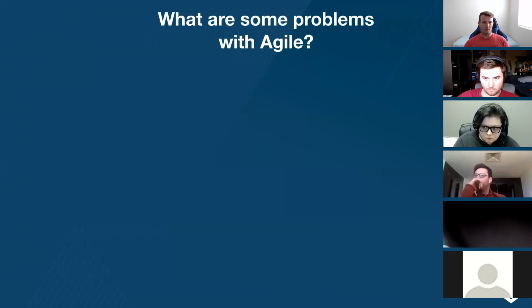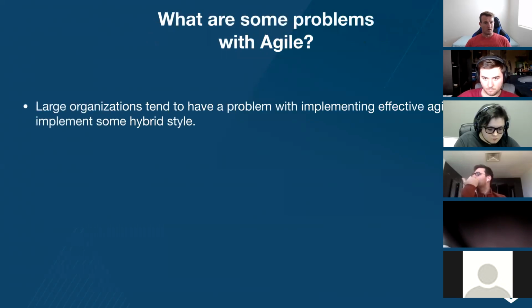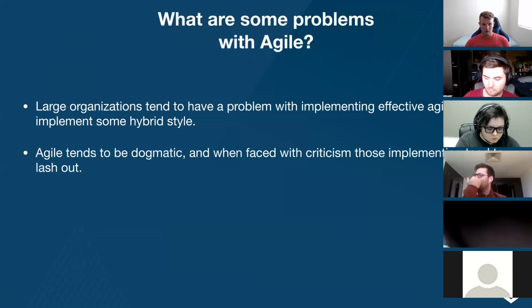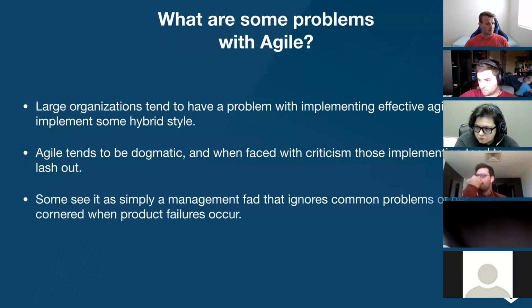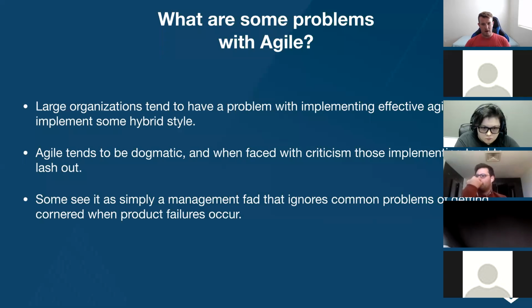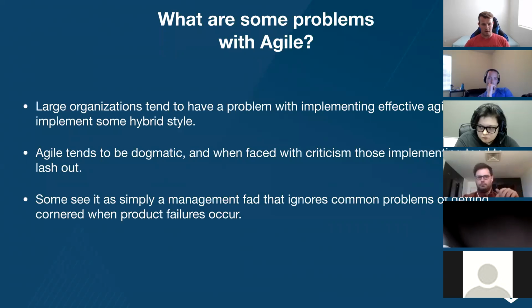Okay, so what are some problems with Agile? Really large organizations tend to have a problem with implementing effective Agile. Most implement some hybrid style. Agile tends to be dogmatic, and when faced with criticism, those implementing it tend to lash out, which is actually a thing. It's kind of funny, but that is true. Some see it as simply a management fad that ignores common problems of getting cornered when product failures occur.